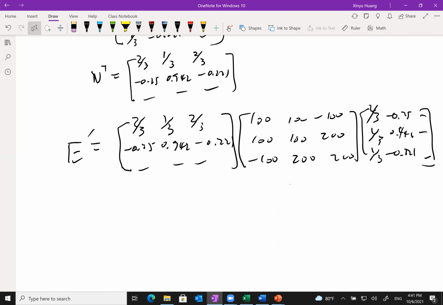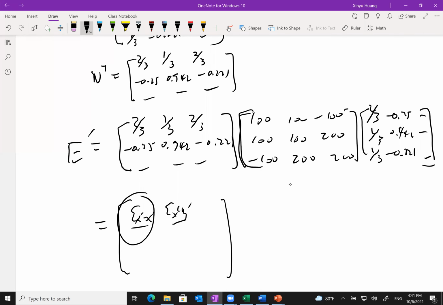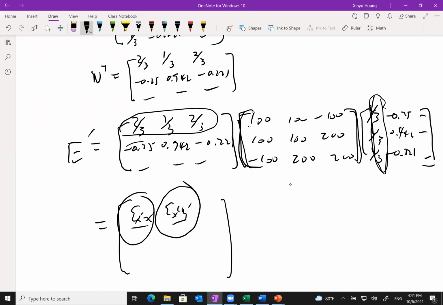All right. So this equals a matrix E prime. We only care about these two numbers, E x prime x prime and E x prime y prime. You can prove easily that this number equals this matrix multiplied by this vector and then multiplied by this vector. And this entry is this matrix multiplied by this vector and then multiplied by this vector. Okay.